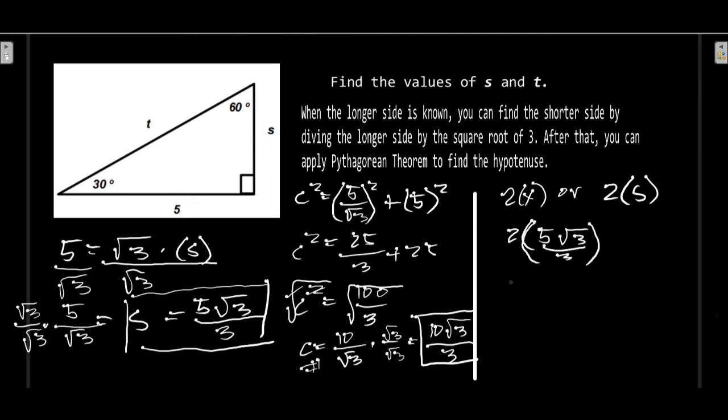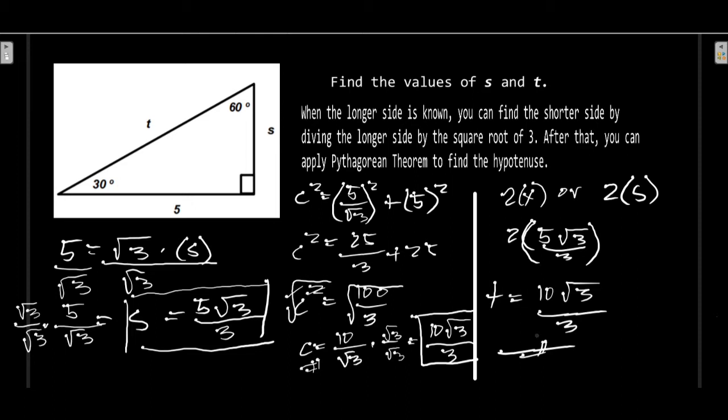Meaning, multiply lang natin siya. Ito yung hinahanap natin, siya yung T. So, multiply natin 2 times 5, so 10 square root of 3 over 3. Ito na yung ating sagot as the value of T. Yan, ganun lang siya i-solve o i-compute.